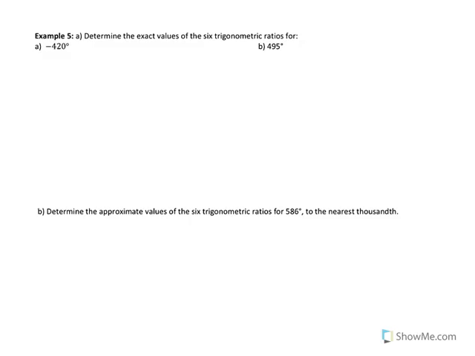Okay, so we have negative 420 degrees. What we're going to do is find the reference angle. If I take negative 420 and subtract negative 360, since we're dealing with negative angles, that's the same as adding 360. What I get is negative 60 degrees. So my reference angle is 60 degrees.